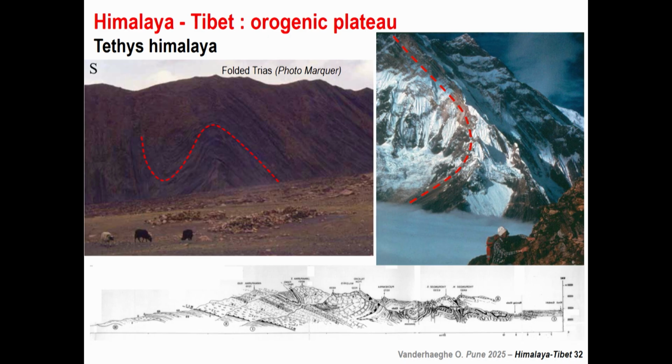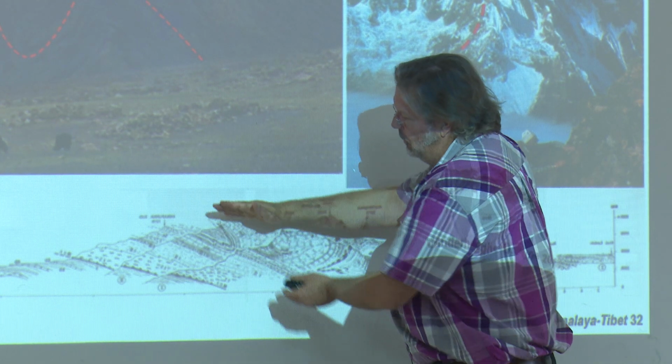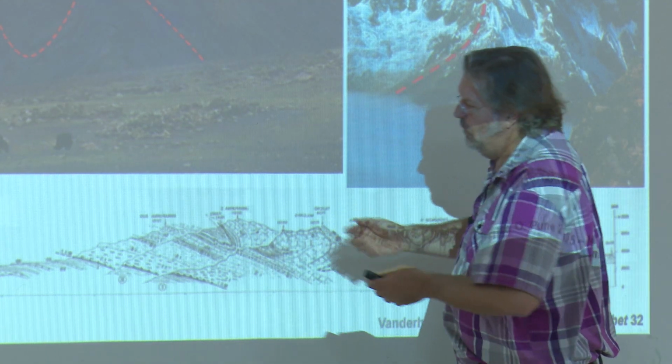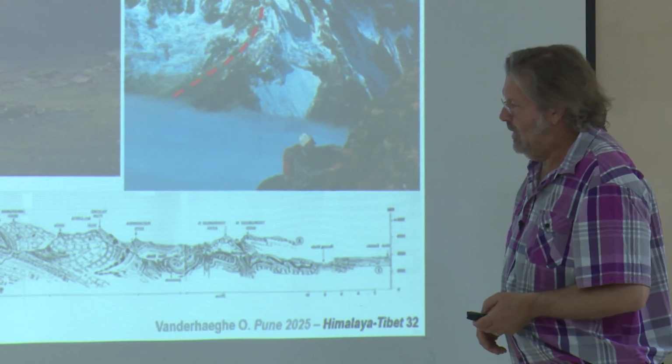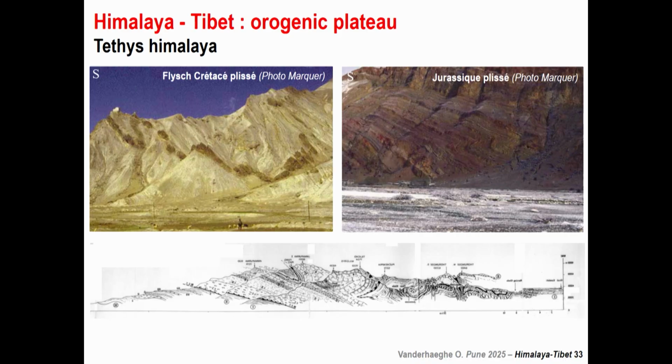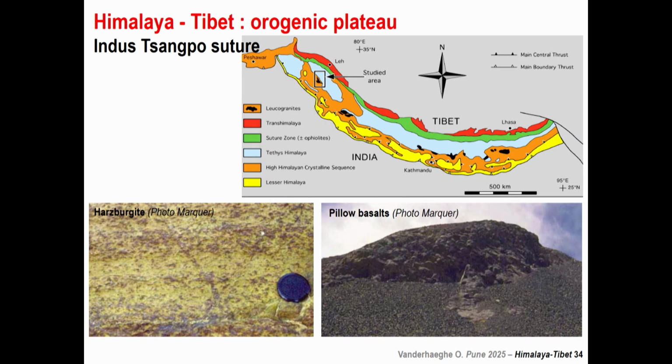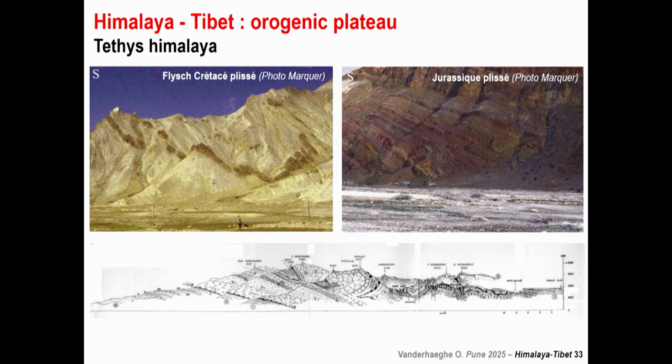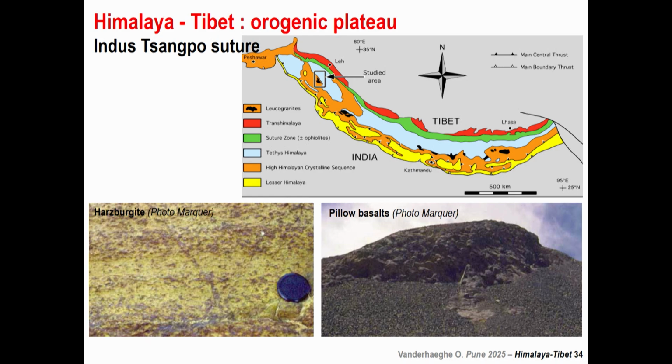So that's the South Tibetan detachment. And on top, you see that there is also shearing, top to the north, and the folds are consistent with shearing top to the north. So it's also consistent with the South Tibetan detachment. Other examples of that in the flysch or the turbidite, Cretaceous, the Jurassic. Well, that's probably this part. And then the suture with the mantle rocks, harzburgite, and pillow basalts for the crust.